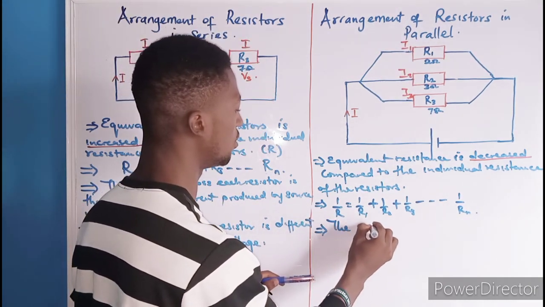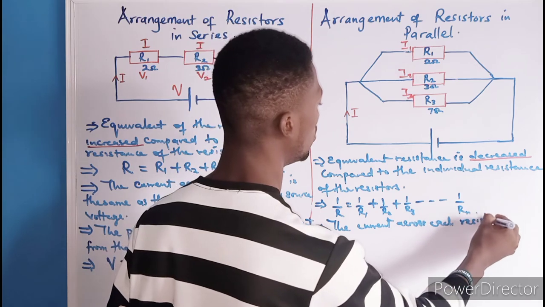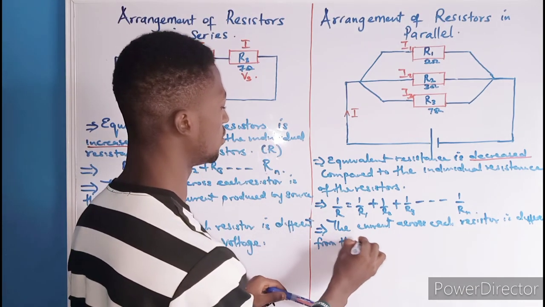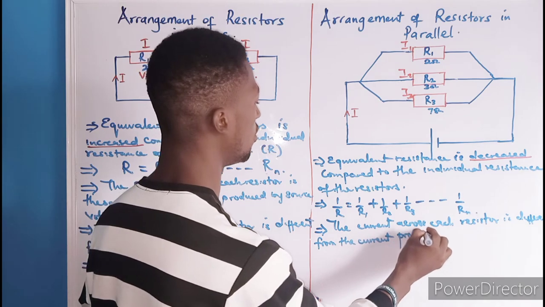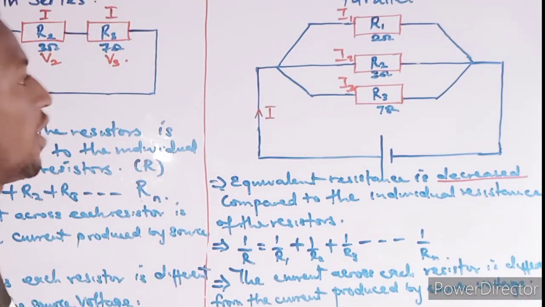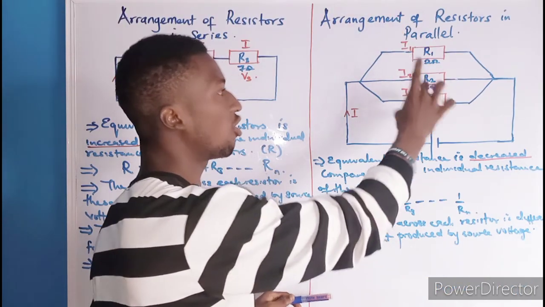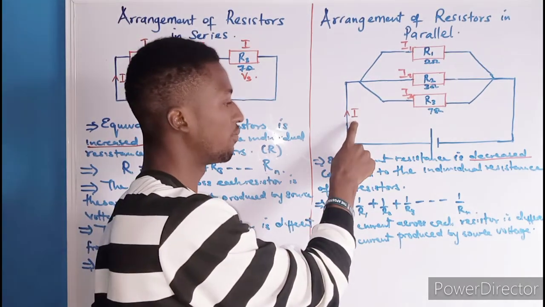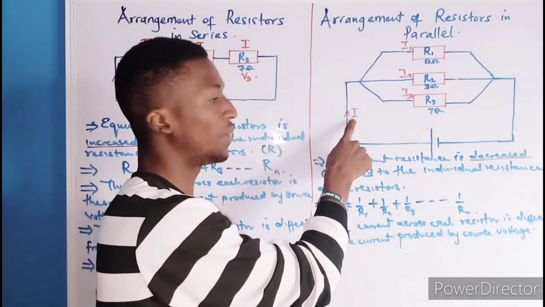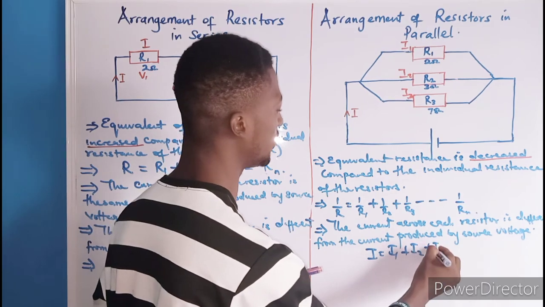The current across each resistor is different from the current produced by the source voltage. So if this current is I1, this one is I2, this one is I3, the value of the current across each resistor is different from this I that you have here. However, the sum of the current across each of these resistors will give you the current produced by the source voltage. So we say that our I is equal to I1 plus I2 plus I3.